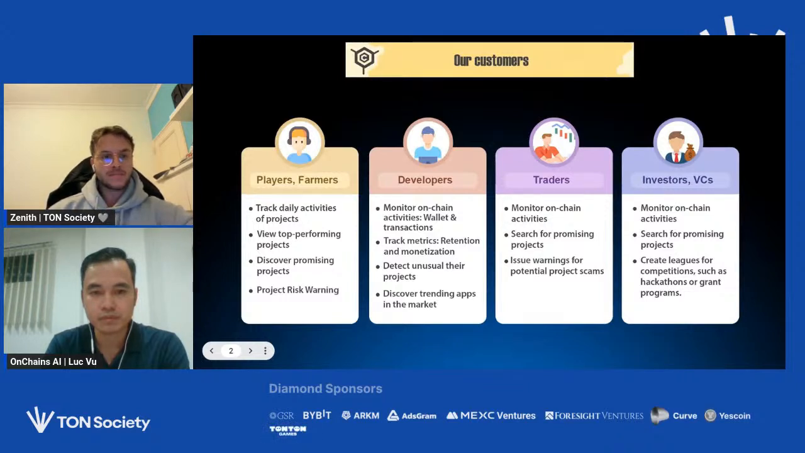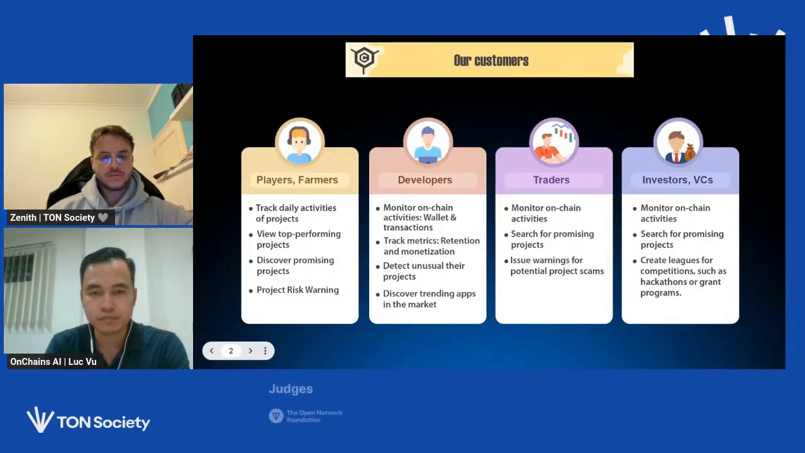Developers who want to monitor on-chain activities, track key metrics, and explore trending apps in the market. Traders interested in monitoring on-chain activities and receiving alerts for potential project scams. Investors and VCs aiming to discover high-potential opportunities and organize competitions such as hackathons or grant programs.